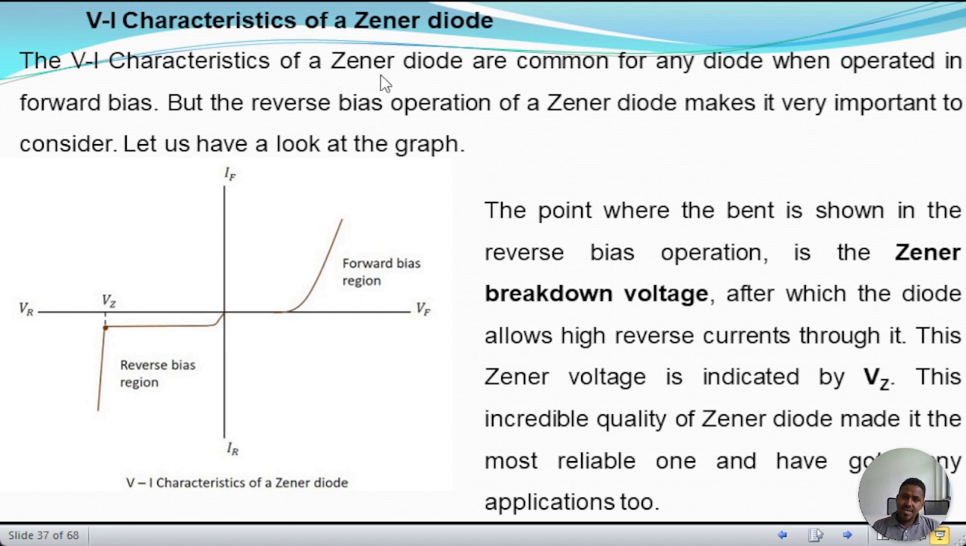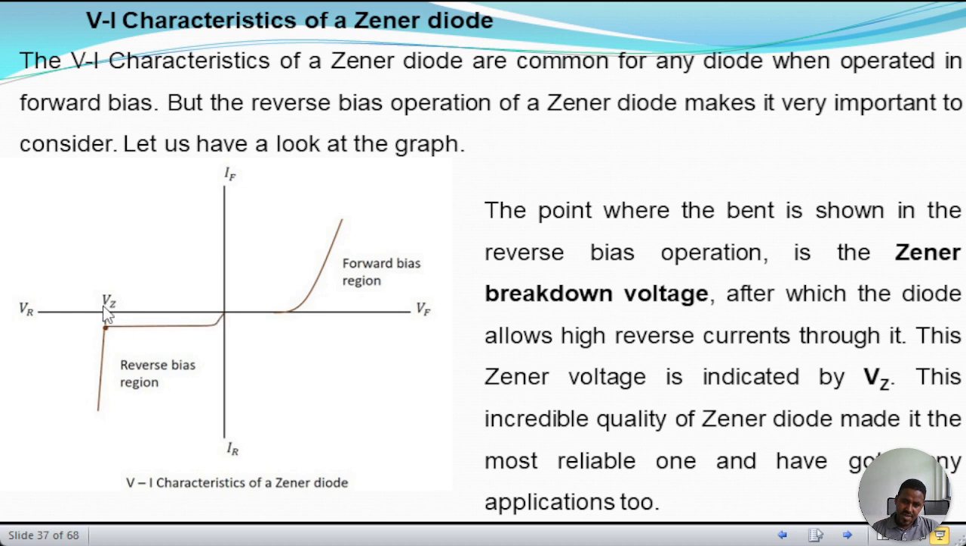The VI characteristics of a Zener diode in forward bias are common to any diode. During forward bias, it works like an ordinary or general type of diode. When reaching the knee voltage, for example 0.7 V, the current increases linearly. But the reverse bias operation of the Zener diode makes it very important to consider. Let us look at this graph.